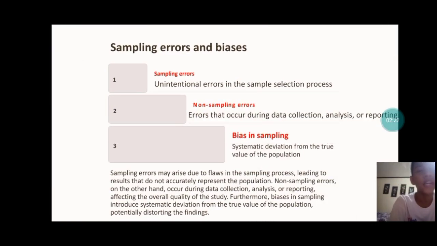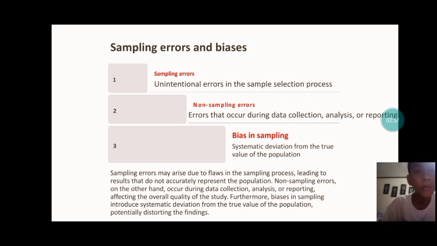So, sampling errors and biases. Mao ni ang mga sample sa sampling errors and biases. Number 1, sampling errors: unintentional errors in the sampling or selection process. Number 2, non-sampling errors that occur during data collection, analysis, and reporting. Mao ni mga errors that occur during nagkuha sa data collection, analysis or reporting. Number 3, bias in sampling: systematic deviation from true value of population.